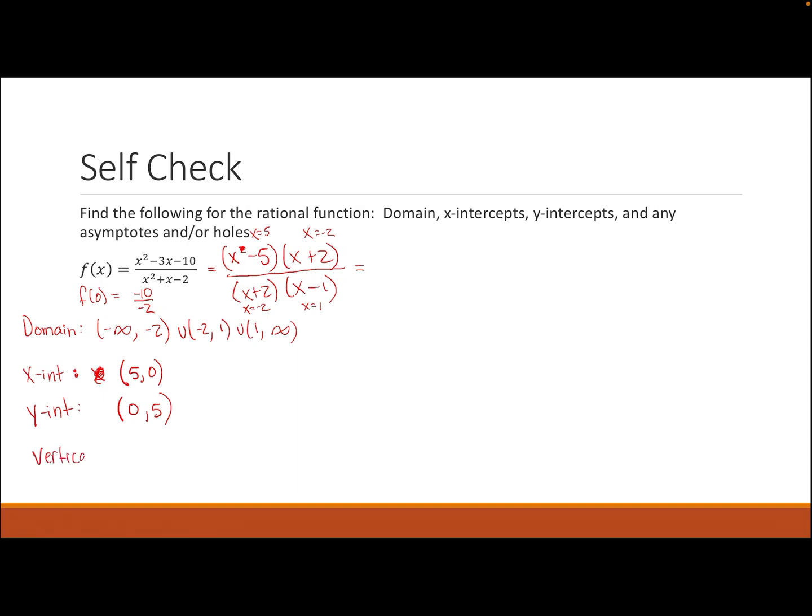So a vertical asymptote, we get a vertical asymptote at x equals 1. And we have a horizontal asymptote at, so it's x squared divided by x squared. So 1 over 1 is just going to be at y equals 1. And then we have a hole at x equals -2, and that's because the x plus 2 cancels in the numerator and denominator. So we have our domain, x-intercept, y-intercept, vertical and horizontal asymptote, and our hole.